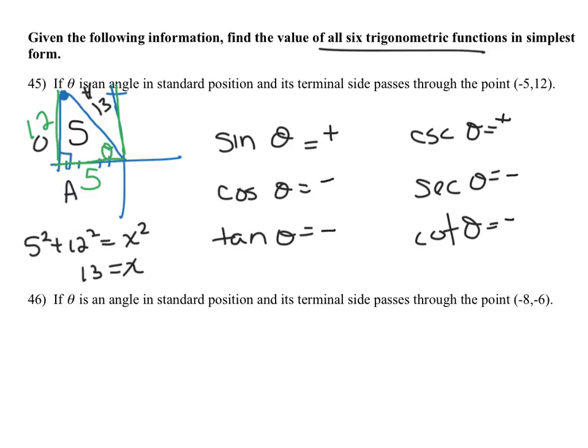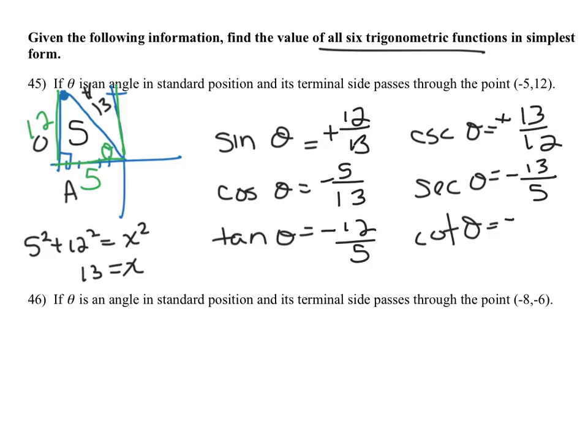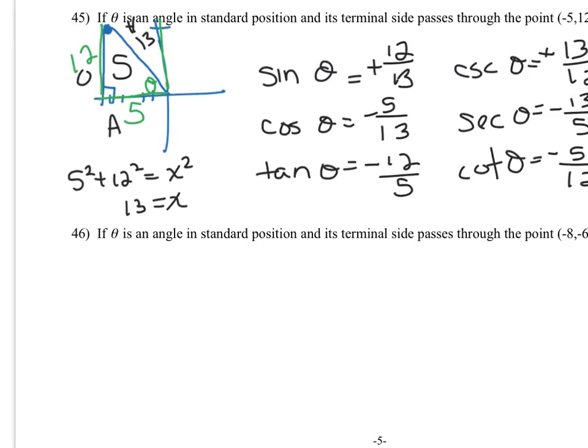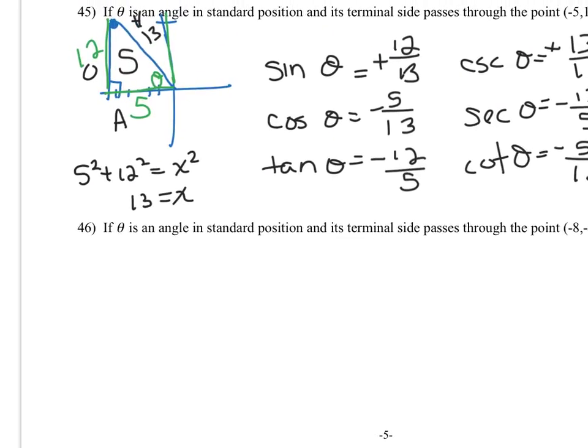So sine is opposite over hypotenuse. Cosecant is the flip. Cosine is adjacent over hypotenuse, and secant is the flip. Tangent is opposite over adjacent, and cotangent is the flip. There you go. So I'm skipping 46, going to 47.